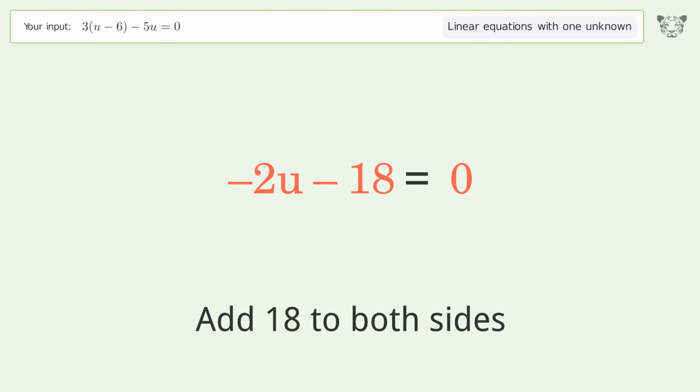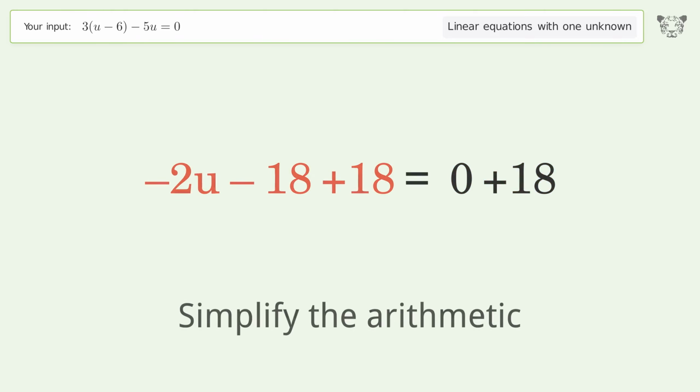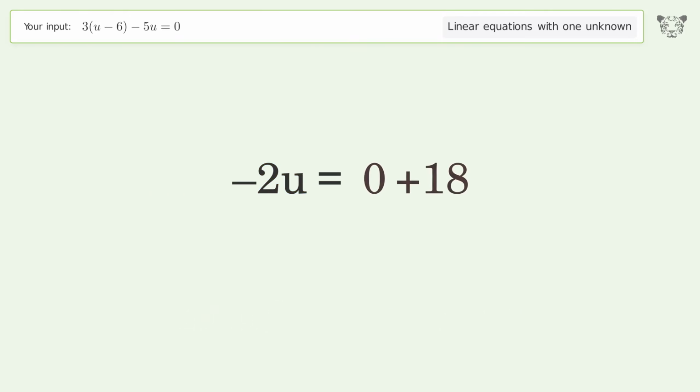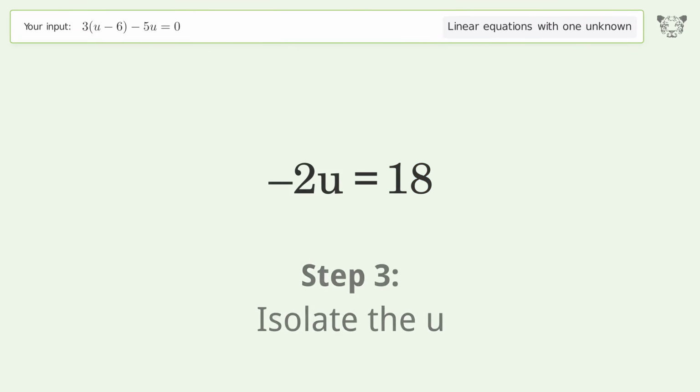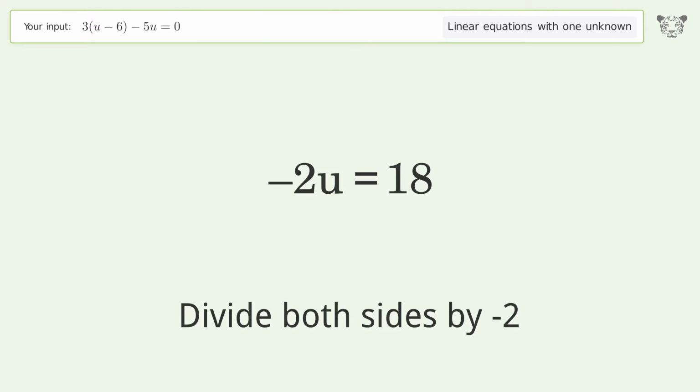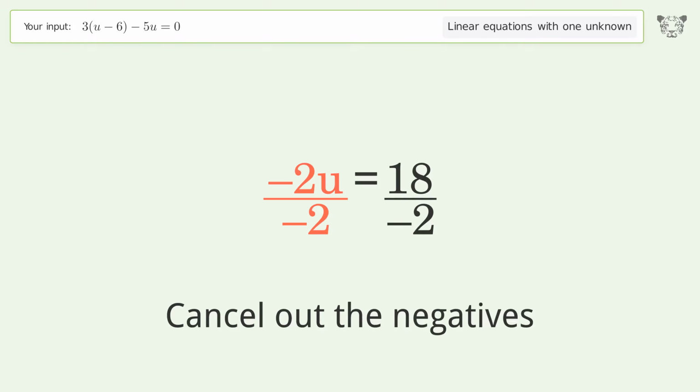Add 18 to both sides. Simplify the arithmetic. Isolate the u. Divide both sides by -2. Cancel out the negatives.